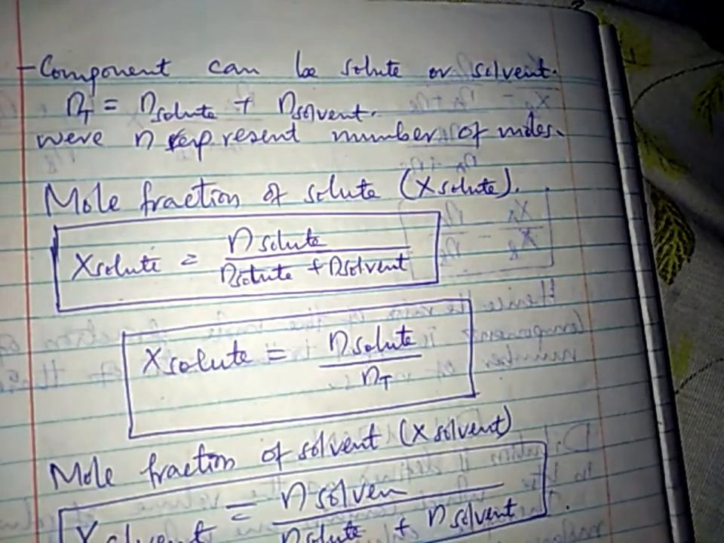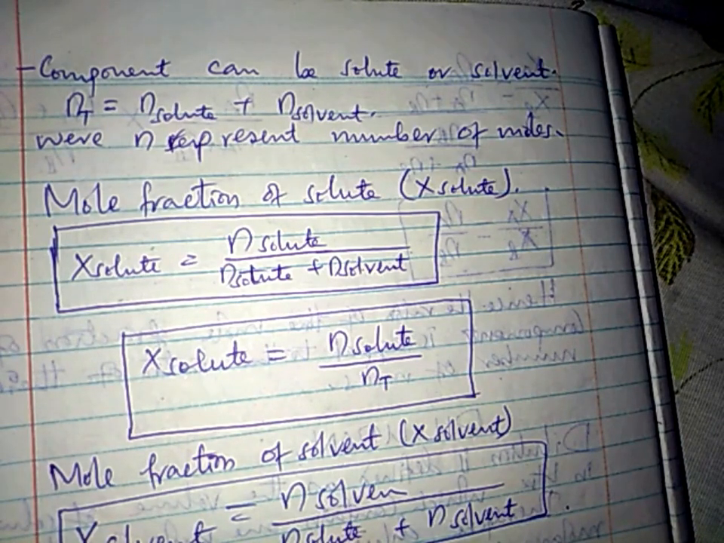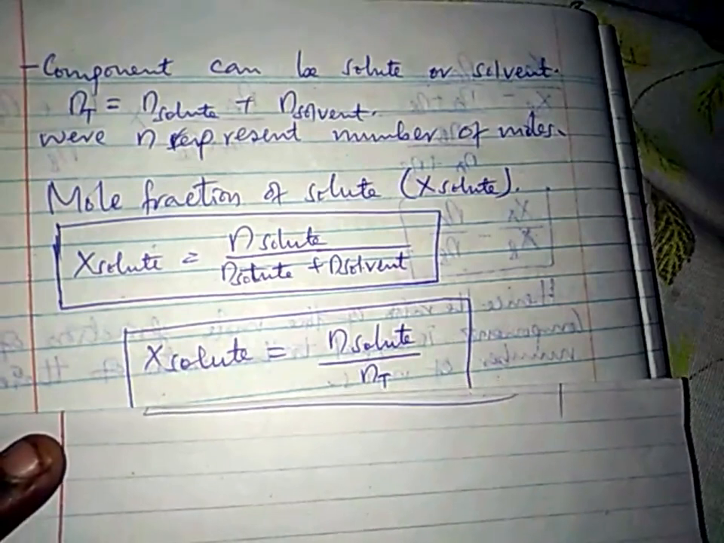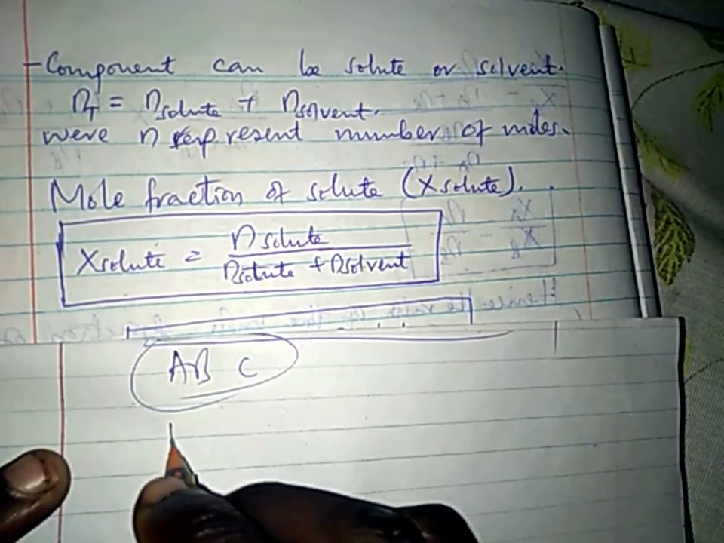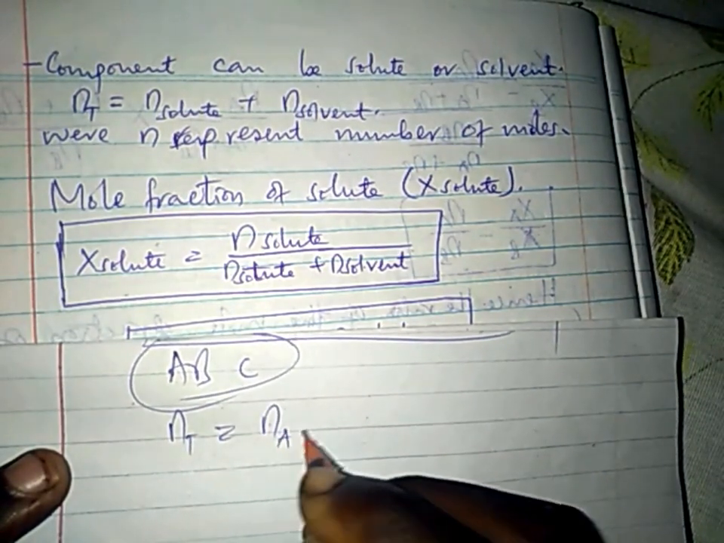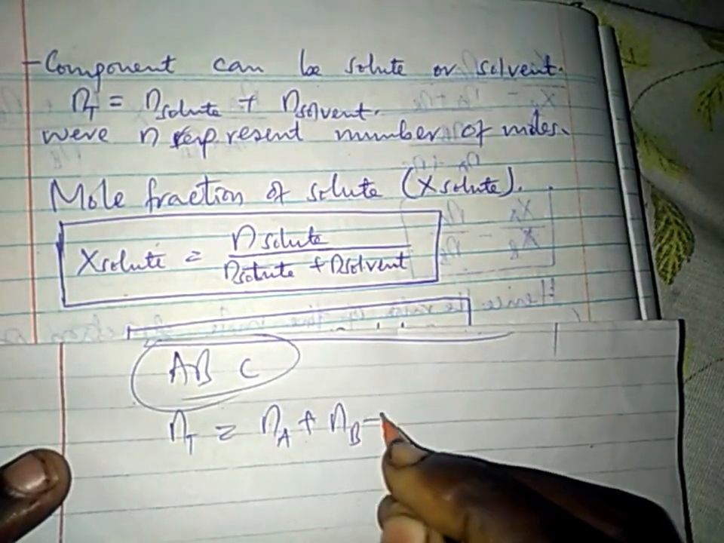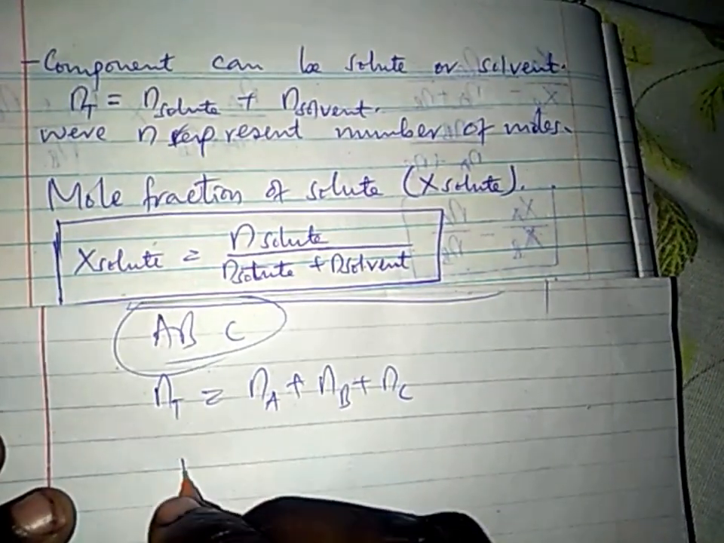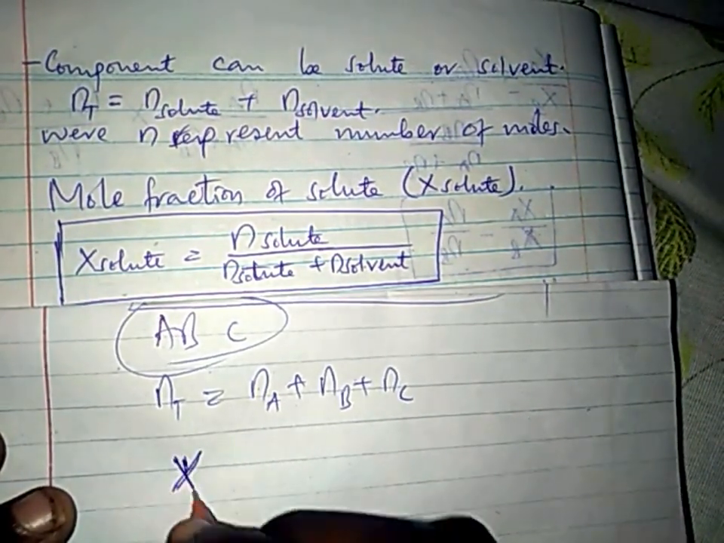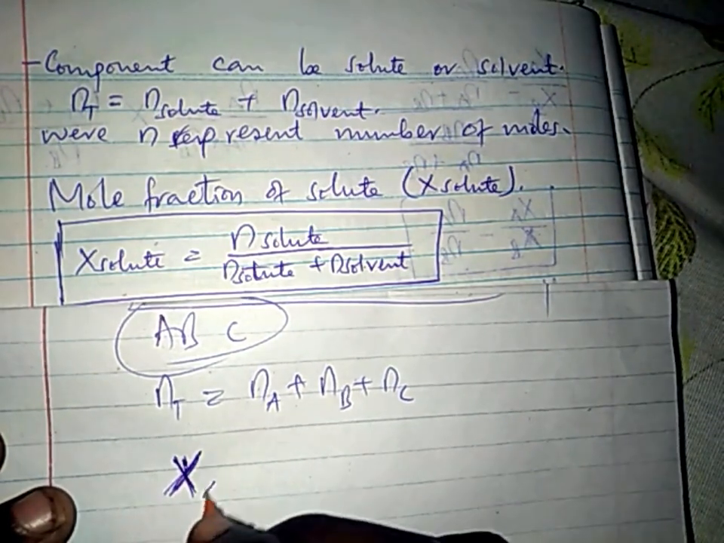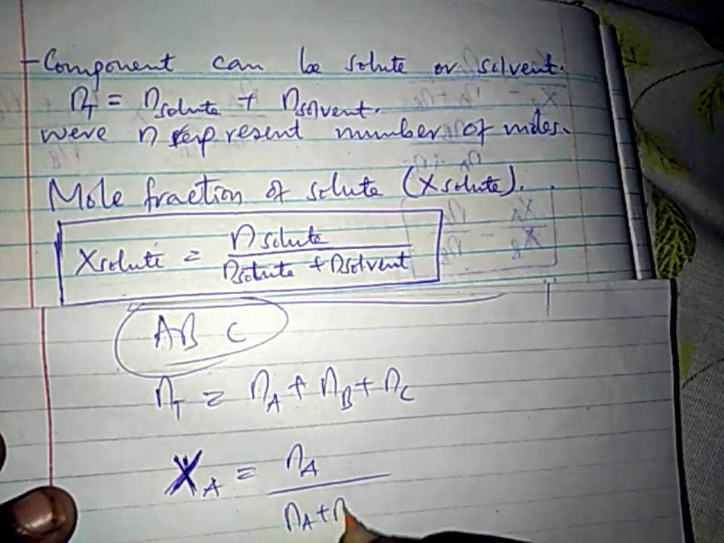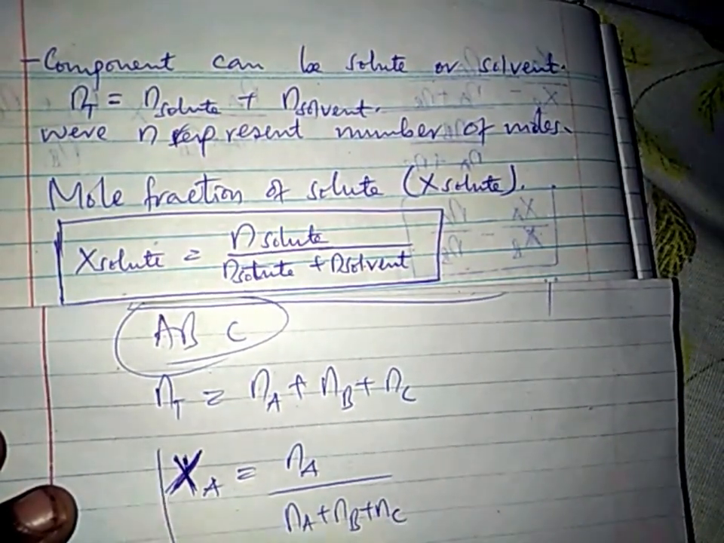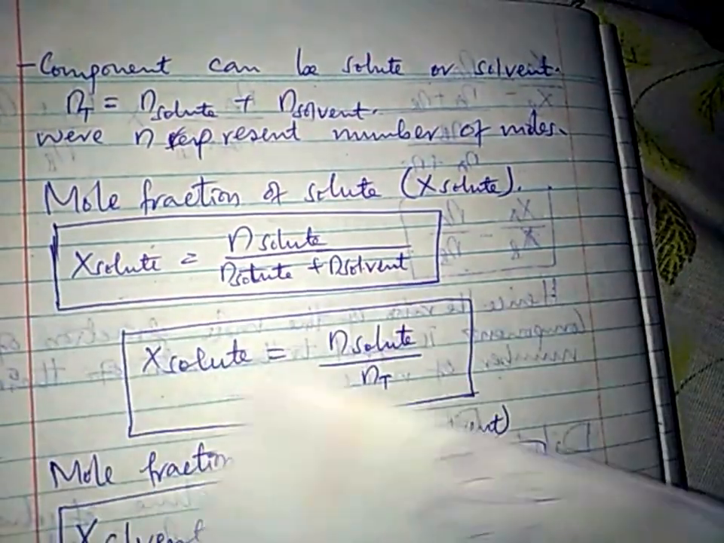The symbol for mole fraction remains the same. It is represented as X. And assuming that we have many components, let's say A, B, and C, then the total number of moles is the number of moles of A plus number of moles of B plus number of moles of C. So the mole fraction of A will be equal to number of moles of A divided by number of moles of A plus number of moles of B plus number of moles of C. That will be the mole fraction of A.